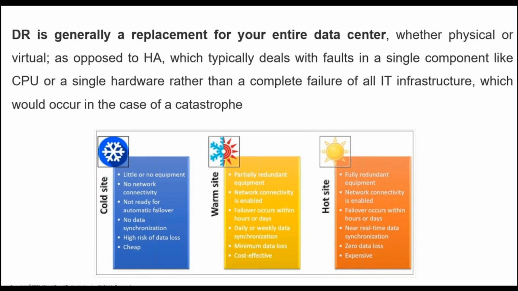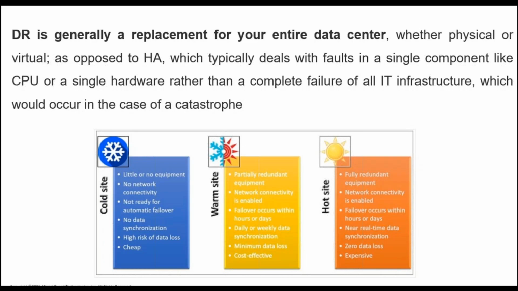Disaster recovery, when it comes to the site, has different options. It depends on the budget and the need for a quick failover from the first location to the second. You could have a cold site, which usually has little or no equipment. There's no network connectivity, it's not ready for automatic failover, there's no data synchronization, and you have a high risk of data loss, but it's the cheapest. Maybe you can have a cold site that just has a firewall that is not turned on, and whenever it's needed, you can go and configure it.